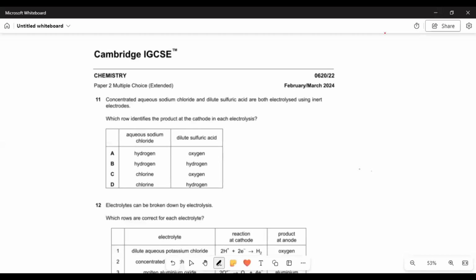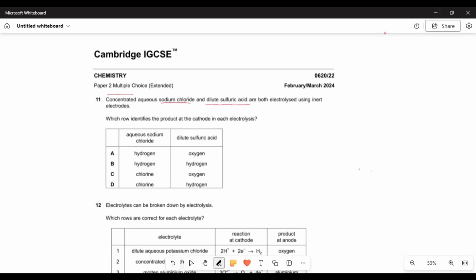This is question number 11. Concentrated aqueous sodium chloride. Focus on the word concentrated. Sodium chloride and dilute sulfuric acid are both electrolyzed using inert electrodes. So it is carried out in different containers. These are the two different experiments. Which row identifies the product at the cathode in each electrolysis?